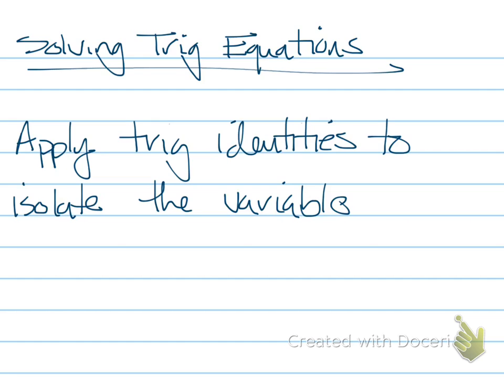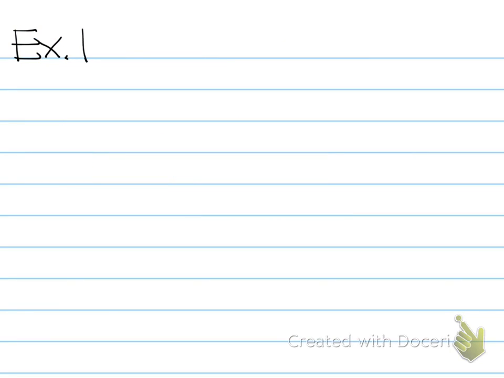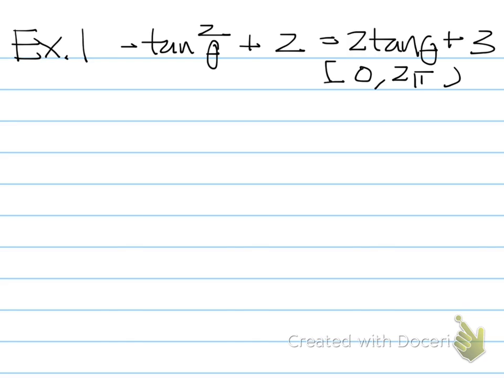In this lesson, we're going to be solving trig equations. To solve the equations, we're going to apply the trig identities to isolate the variables. In this equation, we want to find all of the values for theta in the interval from 0 to 2 pi, including the 0.